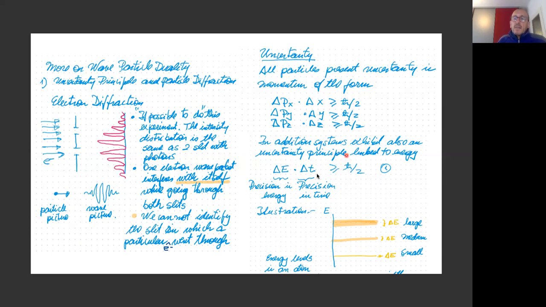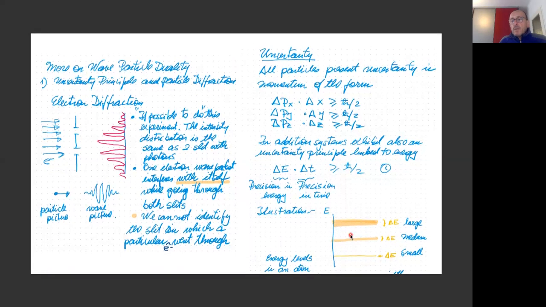In addition, quantum mechanical systems also exhibit an uncertainty principle linked to energy. The precision of the energy of a particular state and the time that that particular state lives also have an uncertainty principle, very similar to this. So ΔE times Δt is greater than or equal to ħ/2. This also has to do with the wave nature of the particles involved. So the illustration is as this.